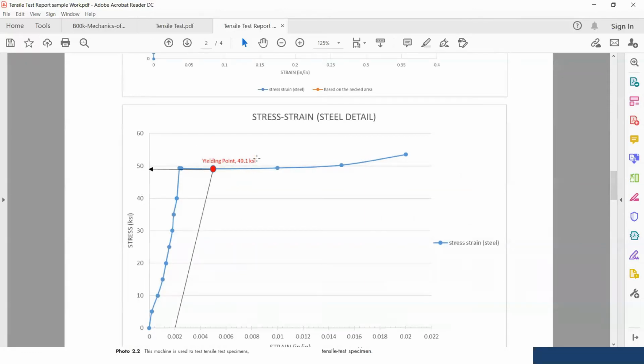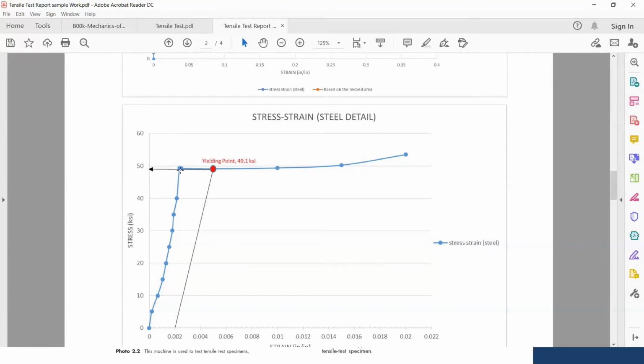So below this point, up until this point, 49.1 KSI, this material is behaving elastically. In other words, if you remove the applied loads during the testing, if you stop loading and start unloading, it will go back to its original position. Imagine if you have a rubber or an eraser in your hand right now, you can start pulling, and when you unload the rubber or eraser, it will go back to normal. Steel still acts the same way up to a certain point.